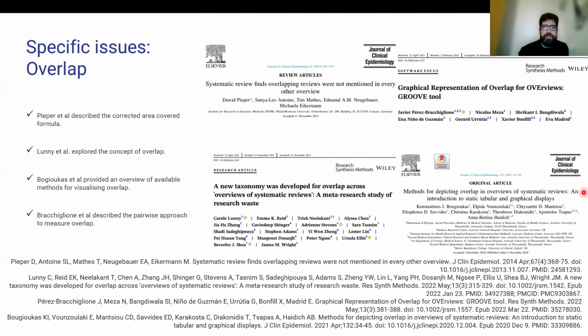If you want to get a little more involved in the overlap issue, here are four important papers. The first one is the paper by David Pieper, where he describes the CCA formula for the first time. And Carole Lunny explored the concept of overlap as a definition. Here is the paper by Bougioukas, where he talks about how to visually assess overlap. And here is our paper about the GROOVE tool. This is the pairwise approach to calculating overlap.